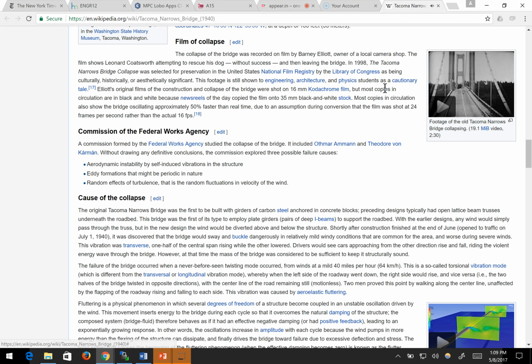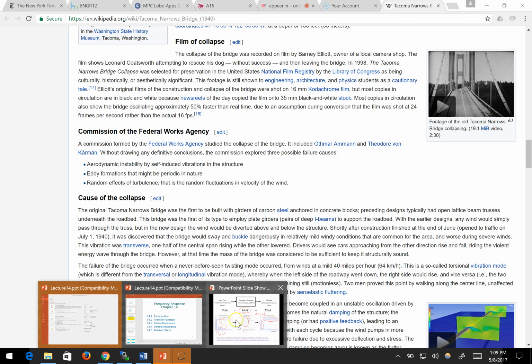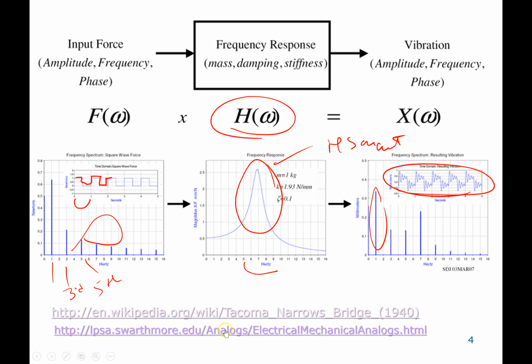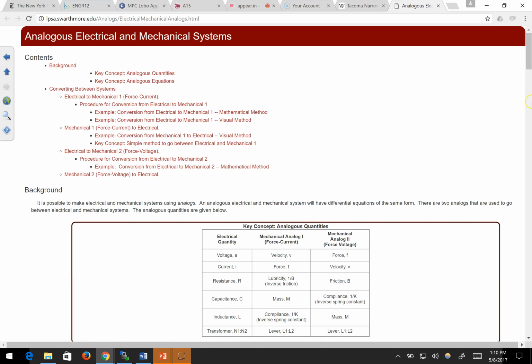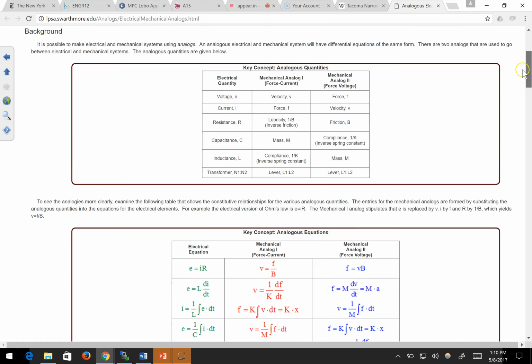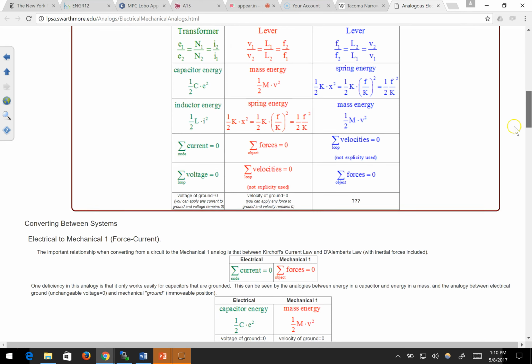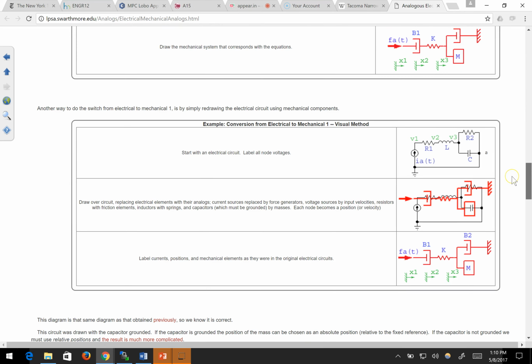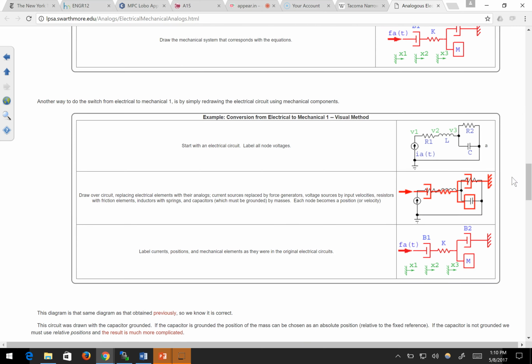So that's the Tacoma Narrows Bridge. It eventually collapsed. So this also happens in electrical circuits. You can get resonance effects as well as in mechanical systems. This shows you some of the analogs between electrical and mechanical systems, which looks like a lot of mathematics, but here they show the conversion from electrical to mechanical.